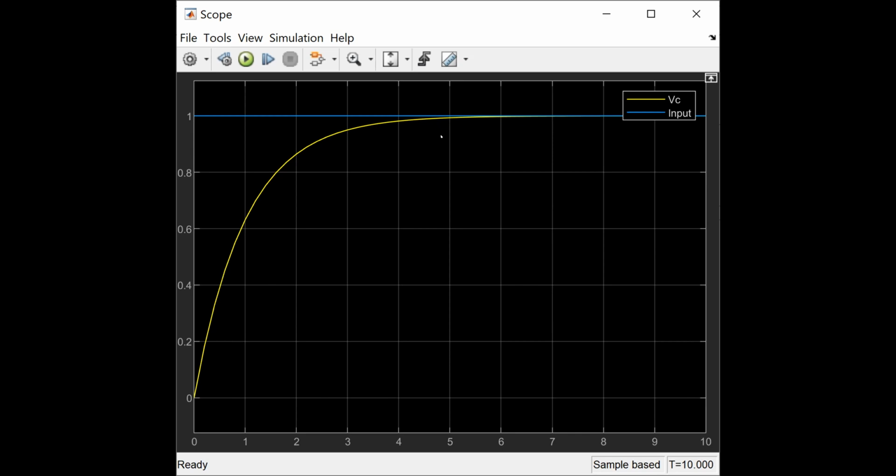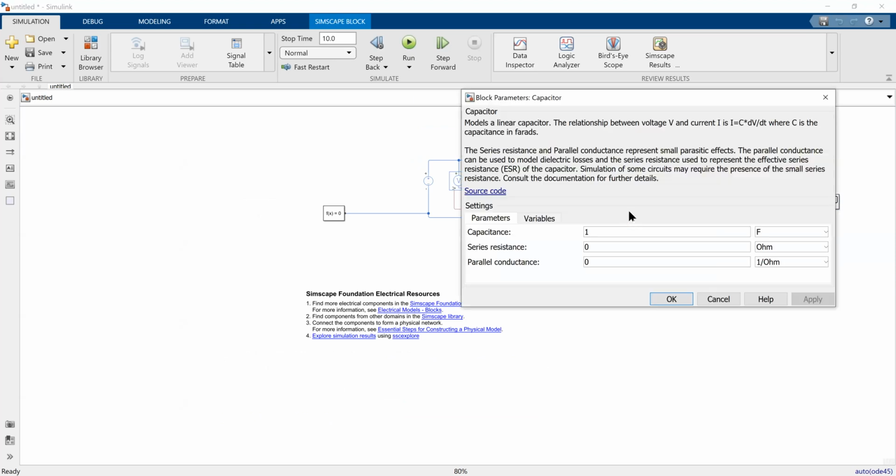All right, so this is the concept of time constant. So in 5 seconds approximately, the voltage rises to the final value. All right, now let me go back and change the value of the capacitance. Let me make it equal to 0.5. All right, so this is 0.5.